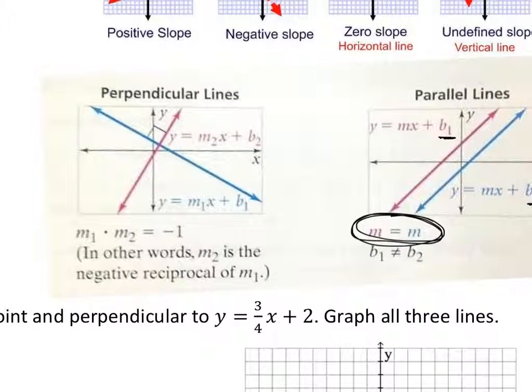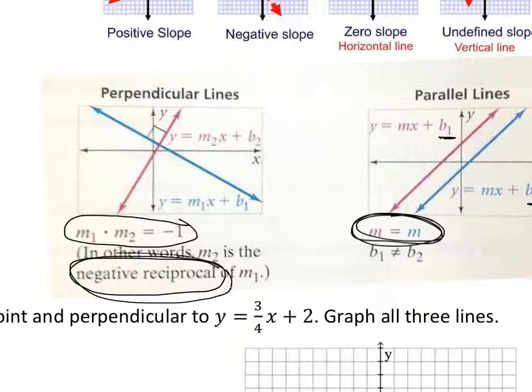Now for perpendicular lines, what's the relationship between slopes? They make a 90-degree angle, and what'd you say? Slopes equal -1. If you multiply them together, you get -1, and that works because they are negative reciprocals of each other. So if you have the slope of one line, switch the sign in front. If it's positive, make it negative. If it's negative, make it positive, and then flip it for the reciprocal. So perpendicular lines have slopes that are negative reciprocals of each other.